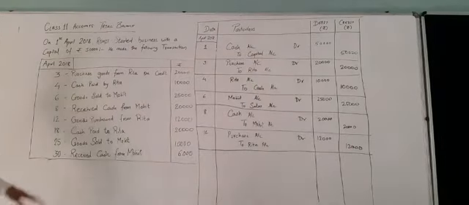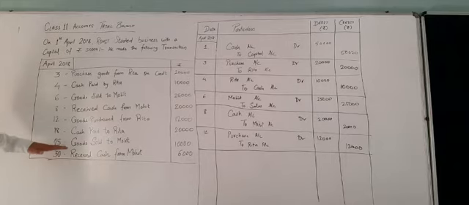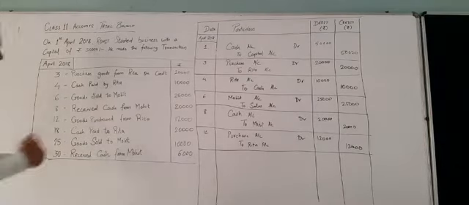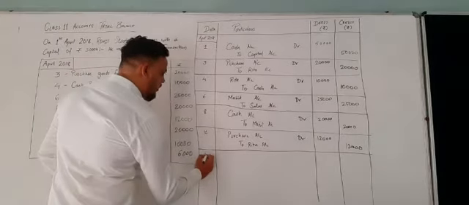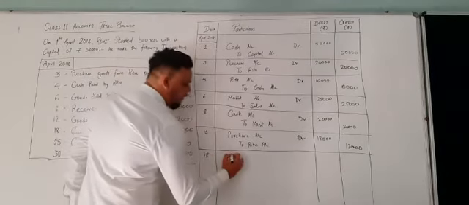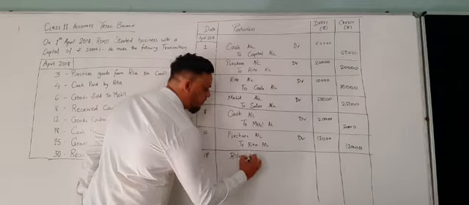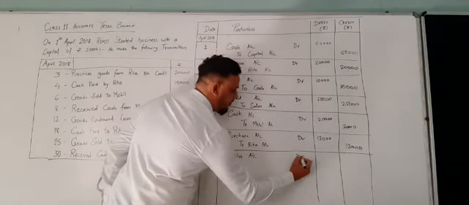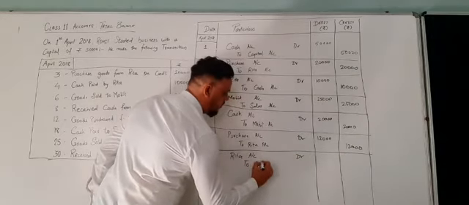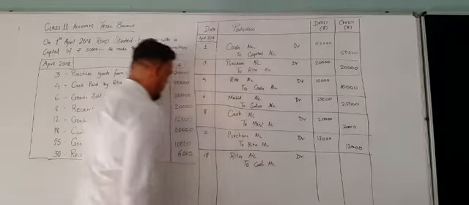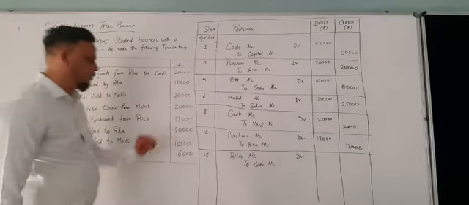Now, here it has been said that on 2018, cash paid to Rita. We have paid the cash on 18. So here the entry will be Rita account debit to cash account. The amount will be 20,000.